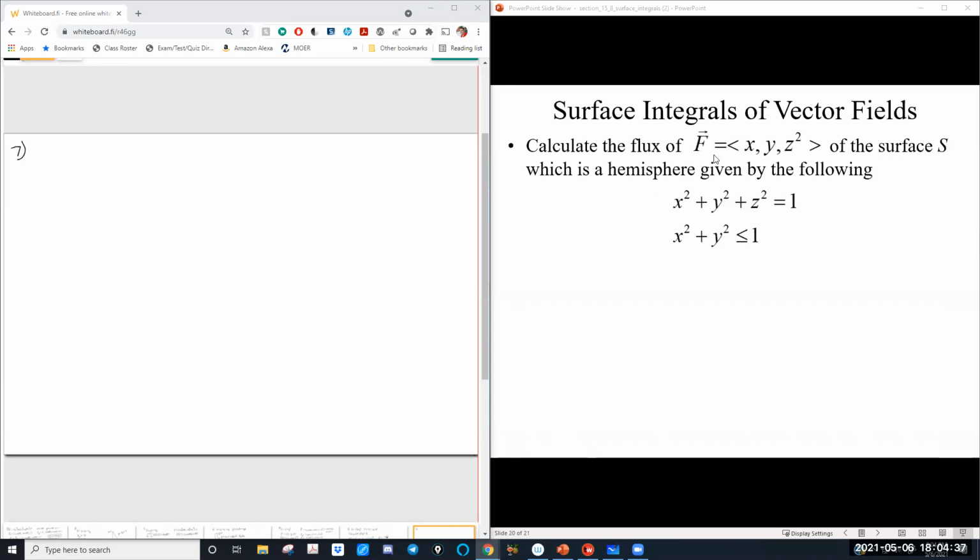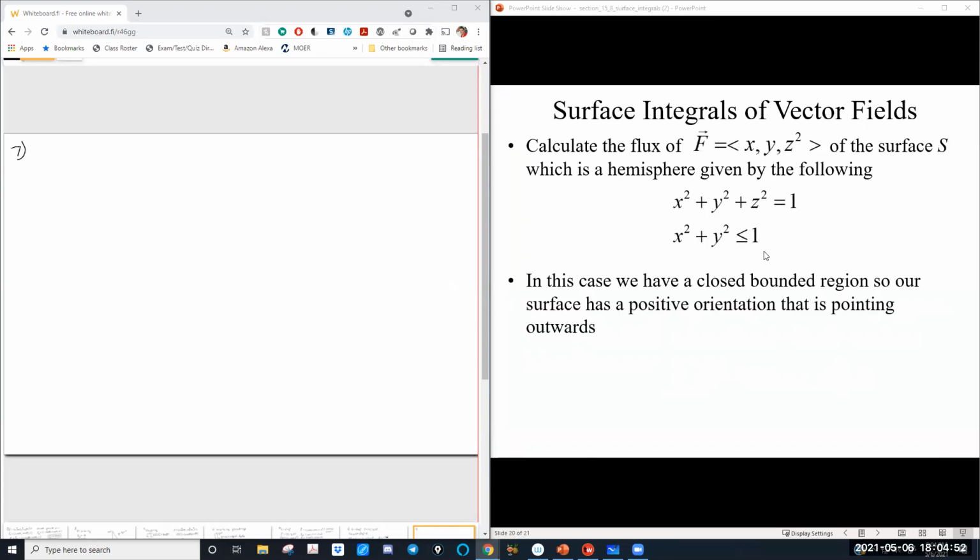All right, so calculate the flux of the vector field x, y, z squared over the surface, which is a hemisphere, given by x squared plus y squared plus z squared equals 1, and the disk x squared plus y squared is less than or equal to 1. This is a closed bounded region. This is a hemisphere with a disk on the bottom. So now we have a defined positive orientation. So we'll actually get to choose which normal vector we want.